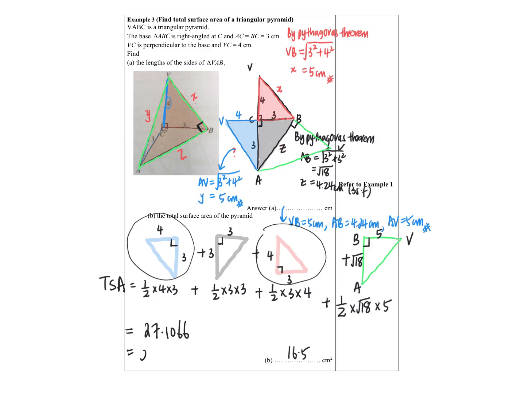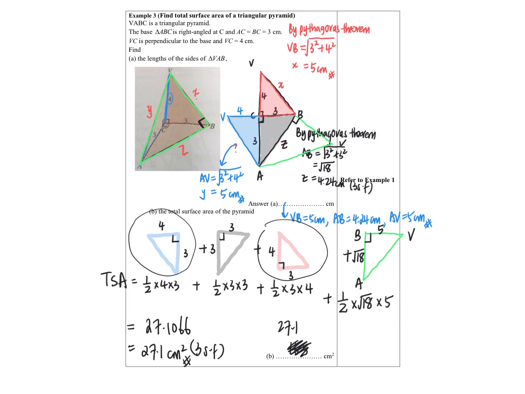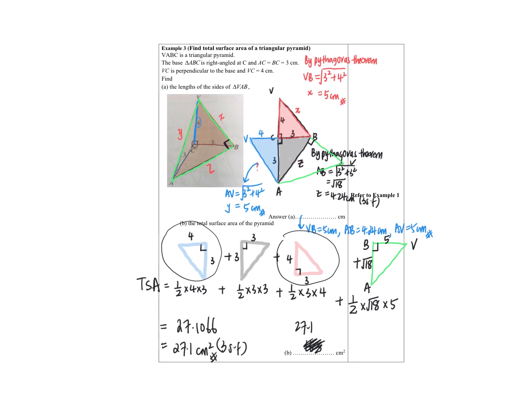$27.1066. So 27.1. 3SF. Okay? Okay, now do the 3 practice question yourself for the next 10 minutes or so.